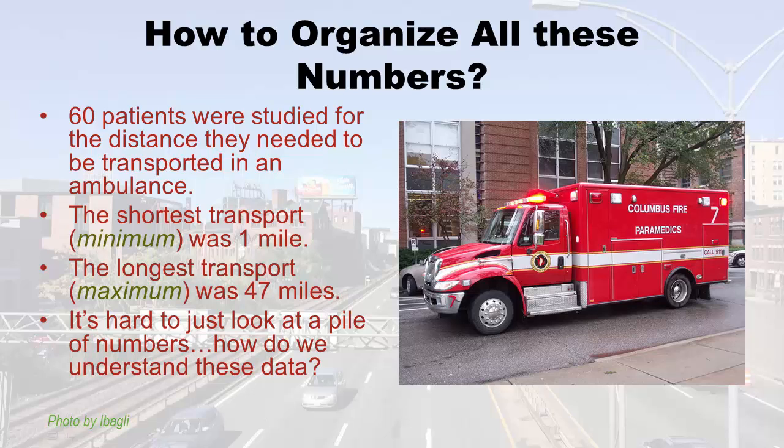So I'm pretending that 60 patients were studied for the distance they needed to be transported in an ambulance. So how far they needed to be transported from where they called the ambulance and were picked up to actually getting to the hospital. The shortest transport in my fake data, or the minimum, was 1 mile, which is awesome. That's kind of what happens to me because I live right near a hospital. Hopefully I don't need to be in an ambulance very often, but that's what happens in urban centers. The longest transport, the maximum, was 47 miles, which would really suck. And I just want to point out that happens to people in the rural areas because of lack of access. So this is kind of realistic, even though it's fake data.